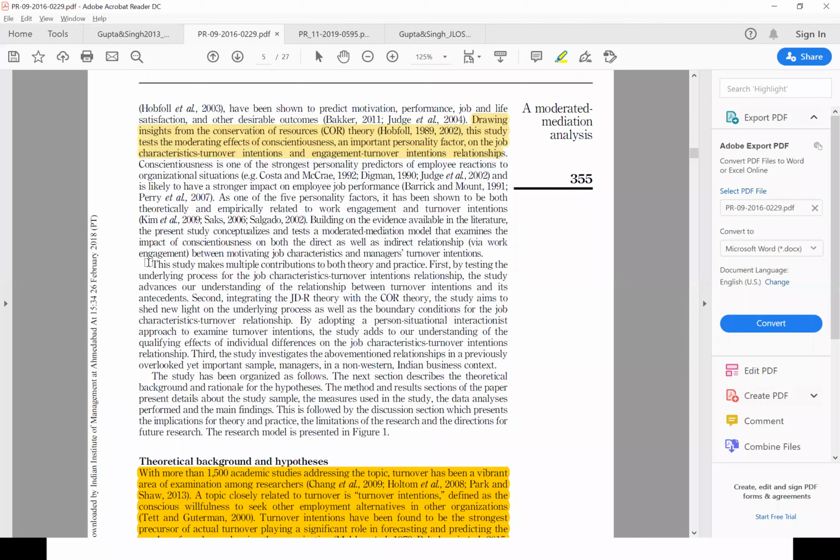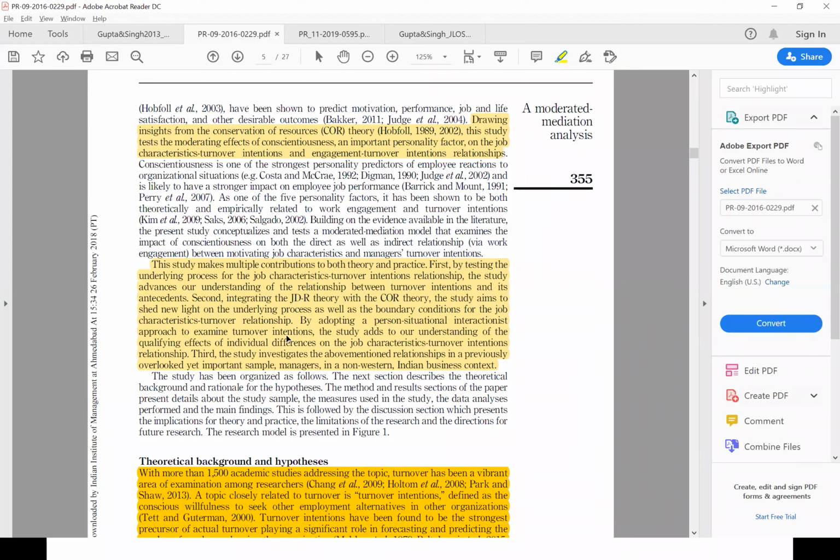And then we talk about what are the contributions that we make. This study makes multiple contributions to both theory and practice. By testing the underlying process for the job characteristics-turnover intention relationship, the study advances our understanding of this relationship. Integrating job demands-resources theory with conservation of resources theory, the study aims to shed new light on the underlying process as well as boundary conditions.